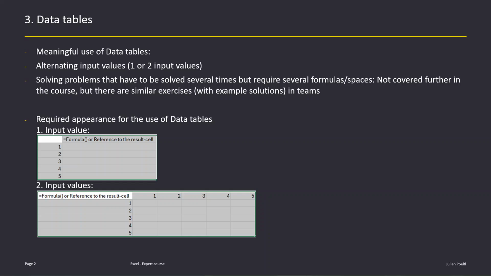So, and how does it need to look to use data tables? You need here the value you want to enter either in a row or column if you have one input value you want to alternate. And when you have only one value, you have it above the values you want to paste in a formula or a reference to the result cell. And if you have two input values, you have them both in a row and a column. And then the formula is in the leftmost upper free cell there.